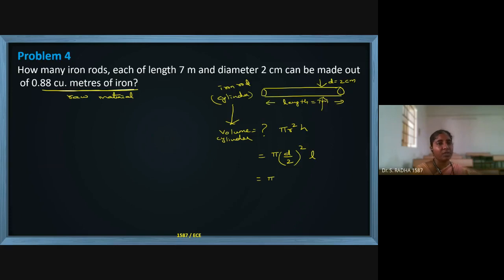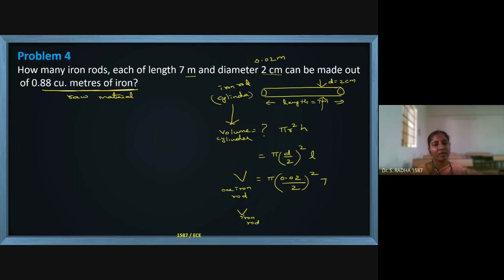What I will do, final answer is in cubic meters. Final raw material is in cubic meters. Length is also in meters, but diameter is in centimeters. So I will take it in meters, 0.02 meters. Everything I am converting to meters. Divided by 2 whole square. Length is 7 meters. Okay, this is the volume of one iron rod. Okay, now what is the answer?